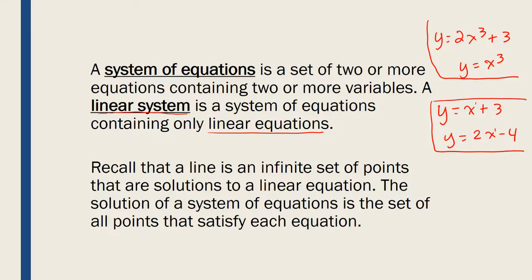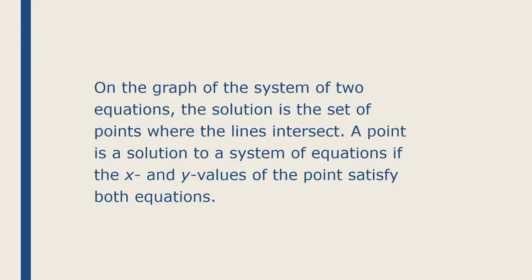Recall that a line is an infinite set of points. So if I have a graph here and I draw a line on it, every single one of these points is going to be true. And the solution of a system of equations is the set of all points that satisfy each equation. All of these points are going to satisfy one equation, and if I have another equation with a set of points, all of those points are true, and there's one point in particular that would be true for both equations. That's going to be our solution set.